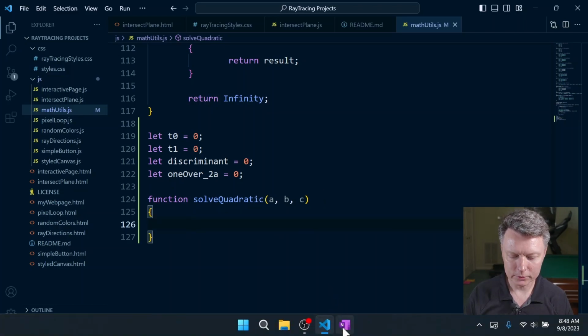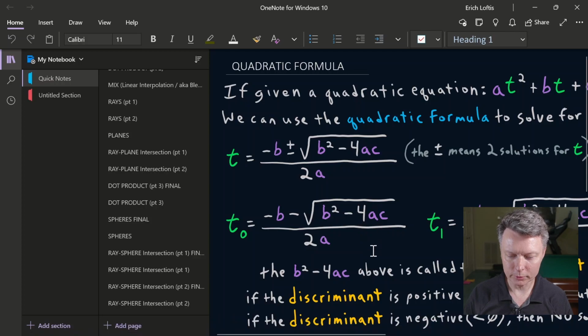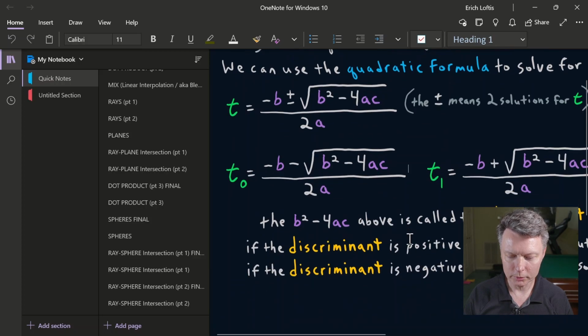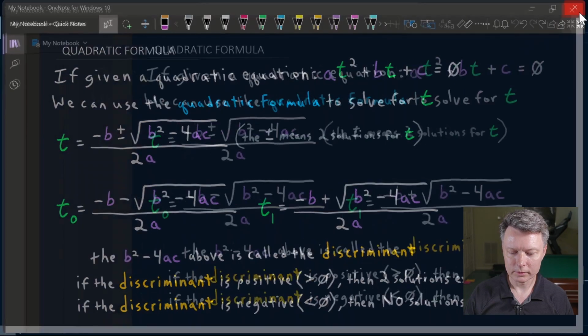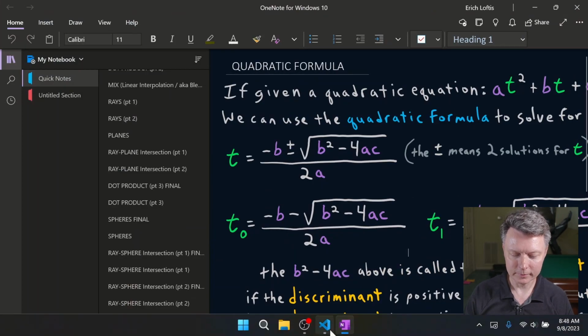So let's go back to our slide on the quadratic formula and just recall what we need to do. So remember I said that we could do an early out. So if this part right here, the discriminant, is negative, we can exit this function early and be a little quicker. And so let's first calculate this discriminant right here. The discriminant is equal to b squared minus 4ac. And so let's put that in the code now.